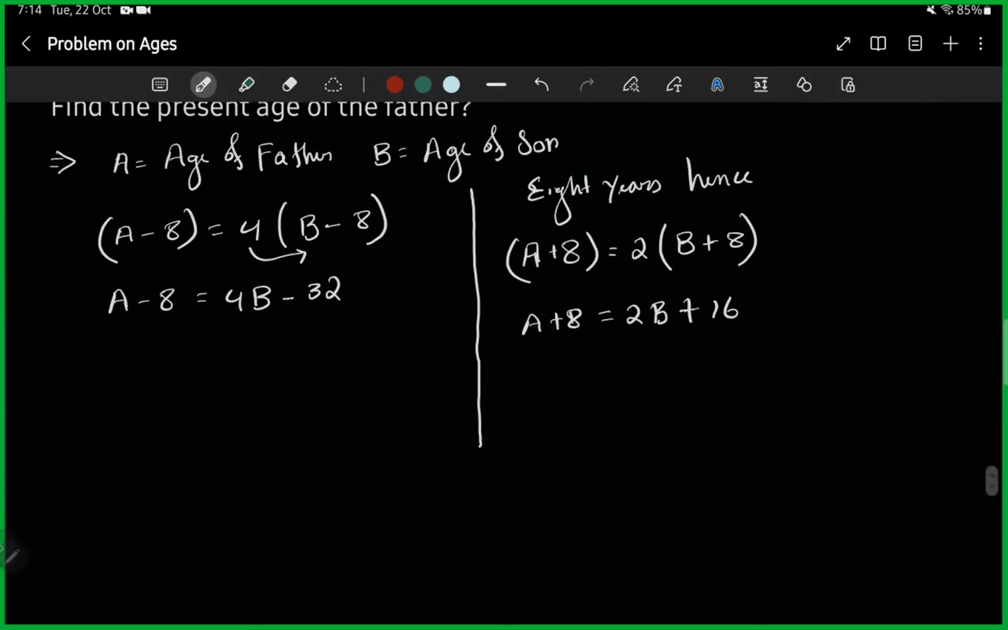Next, in this first condition, I'm going to take the letters to the left hand side and the numbers to the right hand side. If I take this to the left hand side, this becomes negative, so minus 4B, and minus 32 as it is. This minus 8, I take to the right hand side, becomes plus 8. You just leave this equation like this for now, and for the right hand side again, I am going to do the same thing.